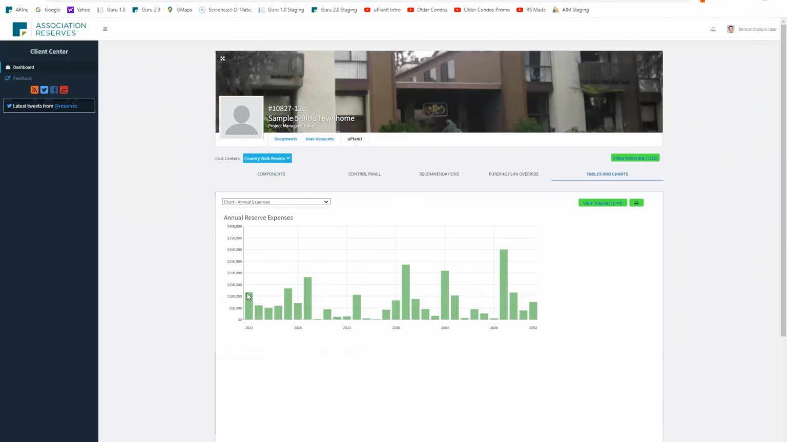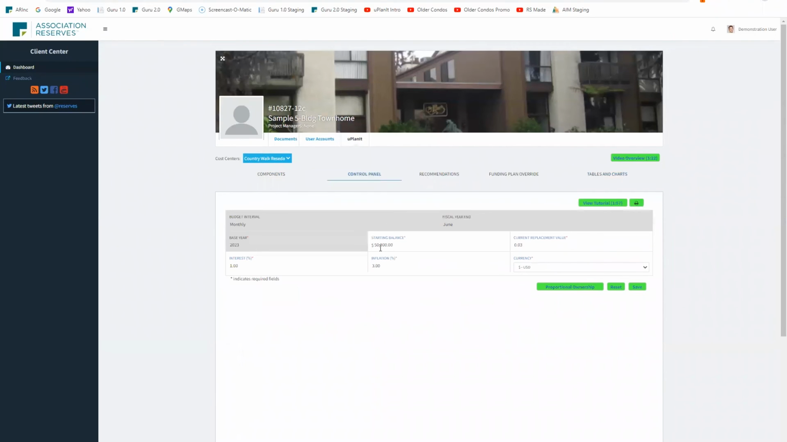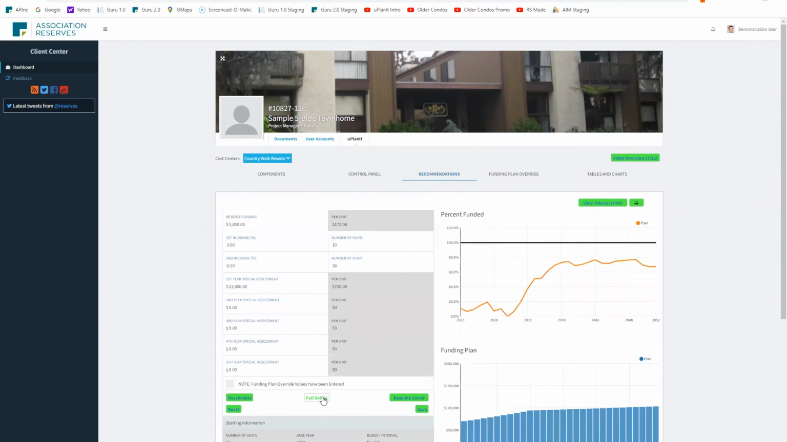Looks a lot better out here, but now we've got what? Trouble. Because we've got a little over $100,000 of expenses in the first year. We're starting with 50 grand. And I hope you're all shaking your heads thinking, this association's in a hard way. So what's this mean? Higher monthly assessments and bigger special assessments. So let's see what is needed.